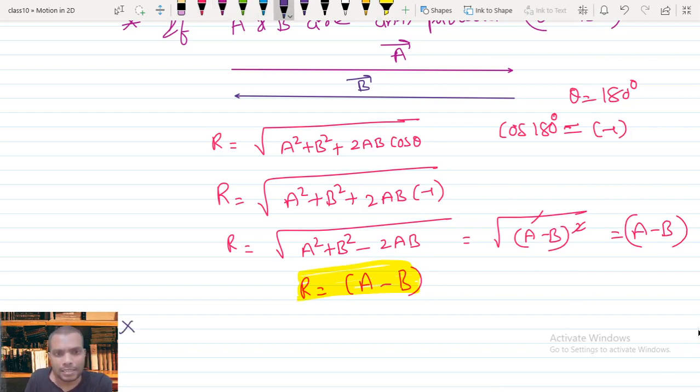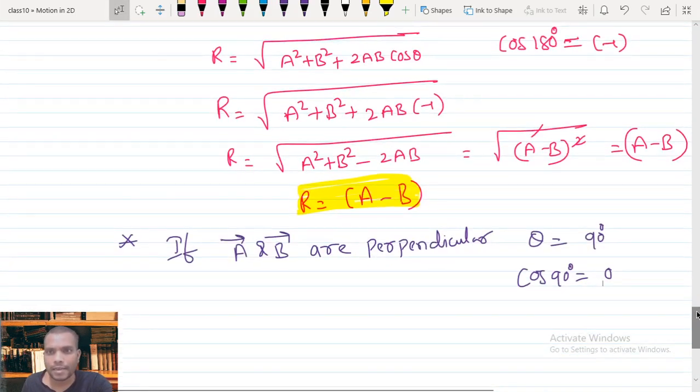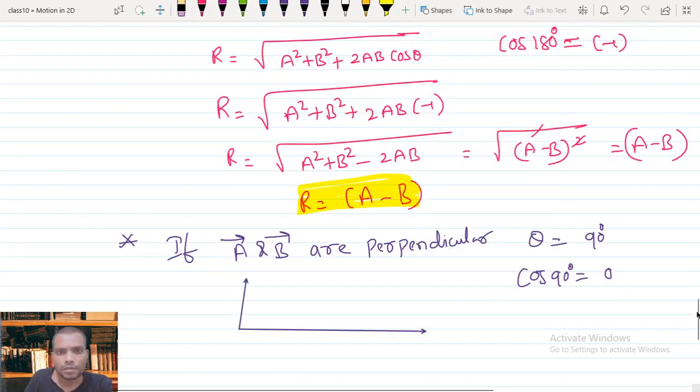Now let's take the third case. What happens if A bar and B bar are perpendicular? If they are perpendicular, what is the angle between them? Theta equal to 90 degree, and we are using cos 90 degree. Cos 90 degree value equal to 0. Suppose I draw that vector diagram. One vector is like this and another vector just perpendicular. So these two vectors are making an angle of 90 degrees. This is A bar and this is B bar.